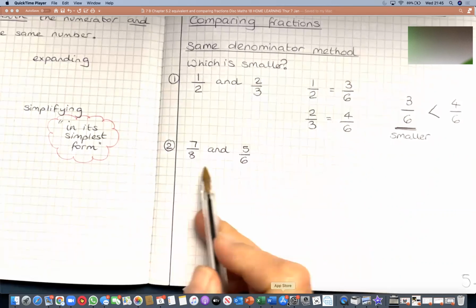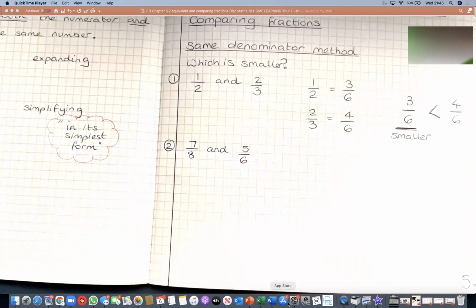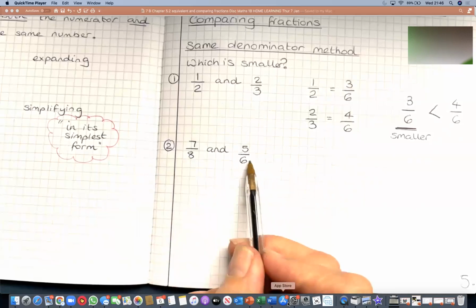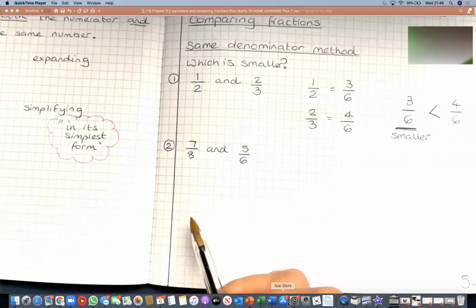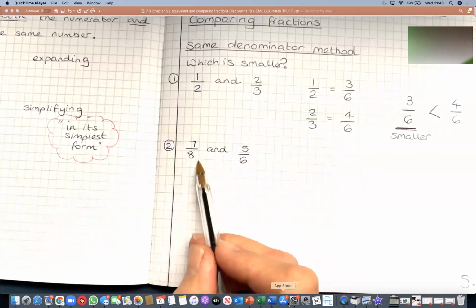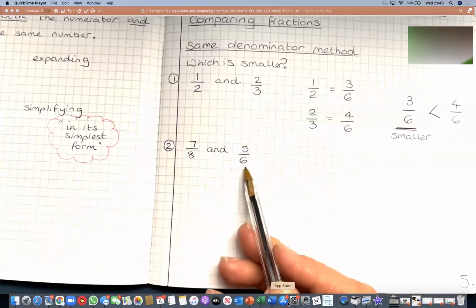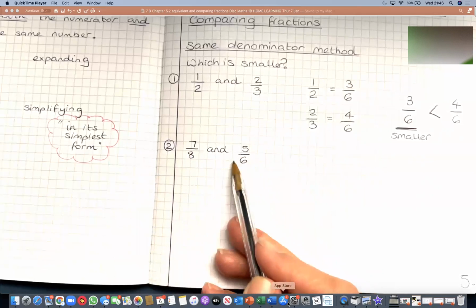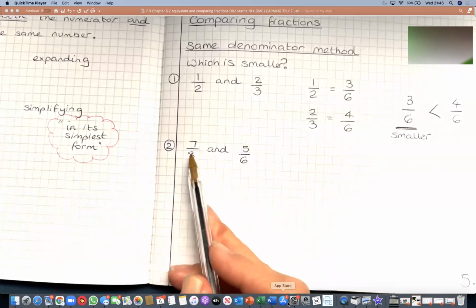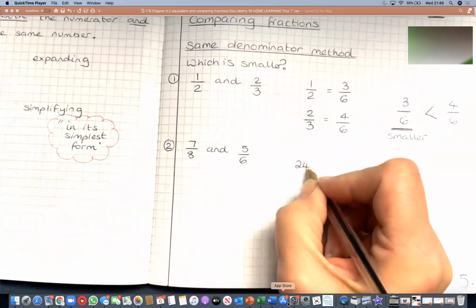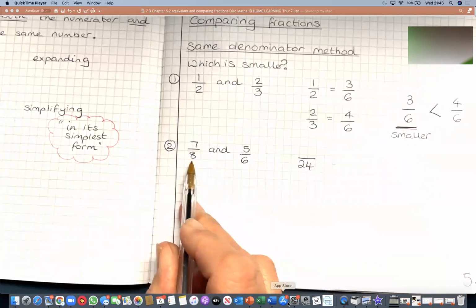Now this time we could do the same thing. We could multiply the denominators together and create what we call a common denominator. But what we want to try and find is the lowest common denominator, just like we did lowest common multiple earlier. So we need to count up in our 6 times tables until we get a multiple that's also in our 8 times tables. So 6, 12, 18, 24, 8, 16, 24. So my denominator is going to be 24.